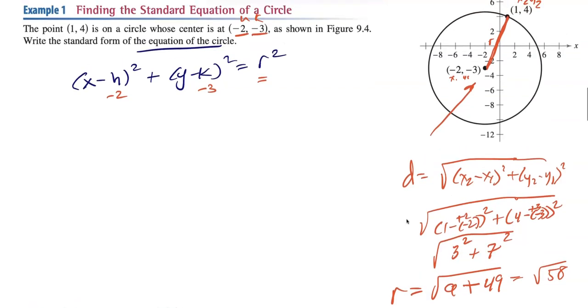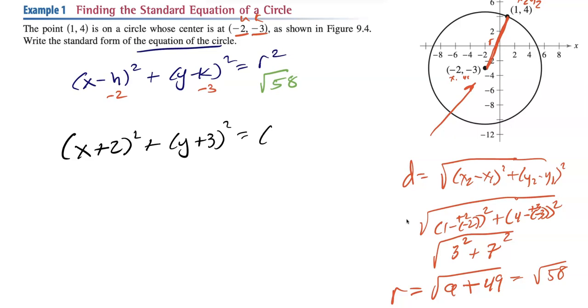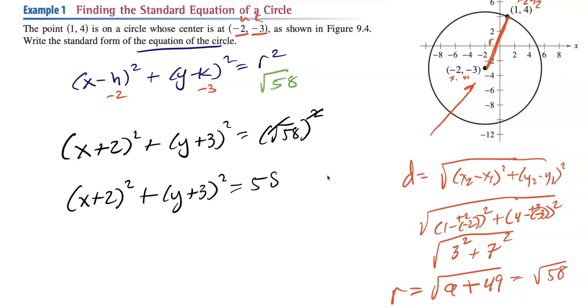Now that we have everything we need, let's plug it all in. My r is the square root of 58. Let's rewrite it first, and then we will simplify it. We have x plus 2, double negative, plus y plus 3 squared, double negative, equals the square root of 58 squared. When you square it, the square and the square root cancel out, and you get x plus 2 squared plus y plus 3 squared equals 58.